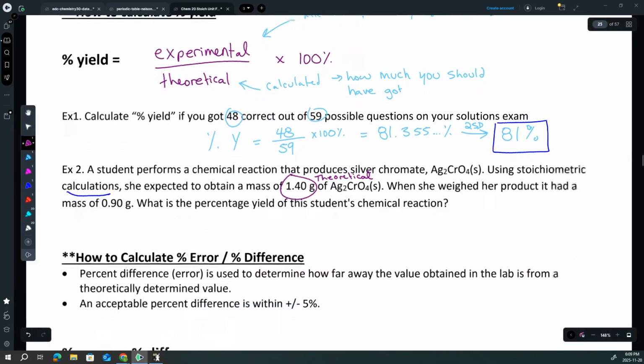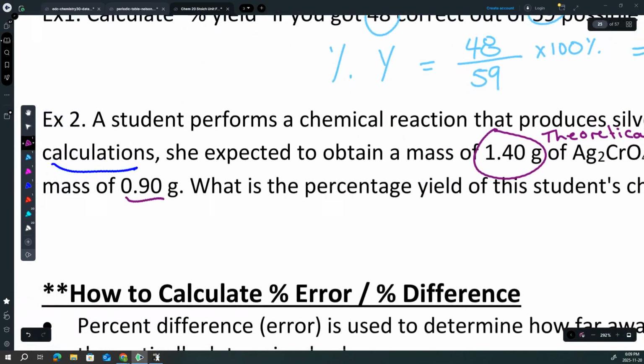The key with these types of questions is being able to tell what's your experimental value and what is your theoretical value. When she weighed her product, she would only do that if she was in a lab doing an experiment. It had a mass of 0.90 grams. What is the percent yield of this student's reaction? So this is experimental.